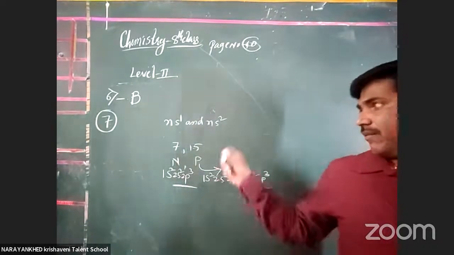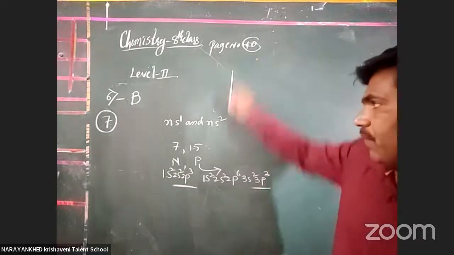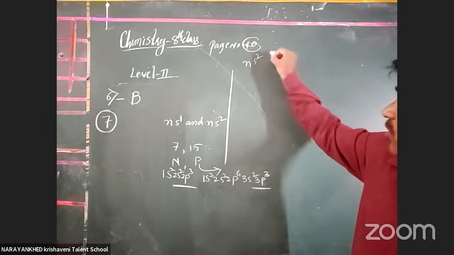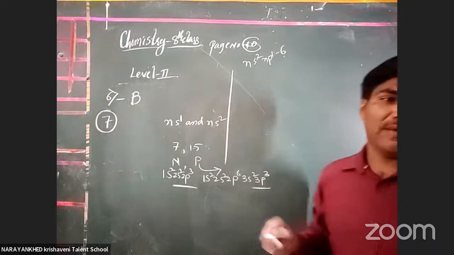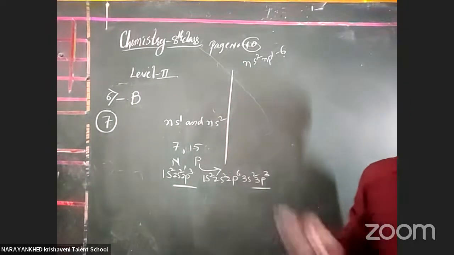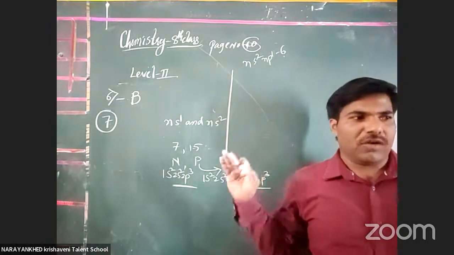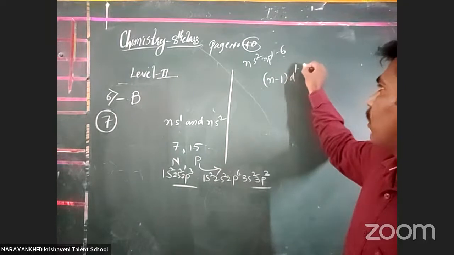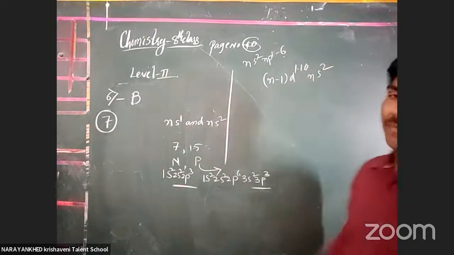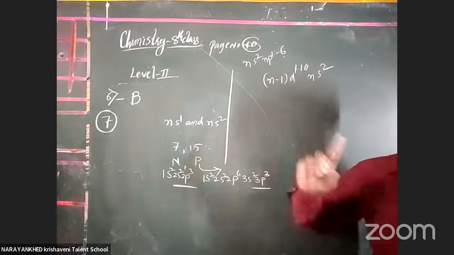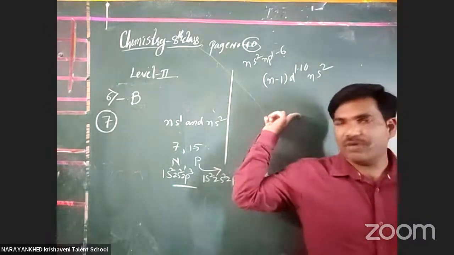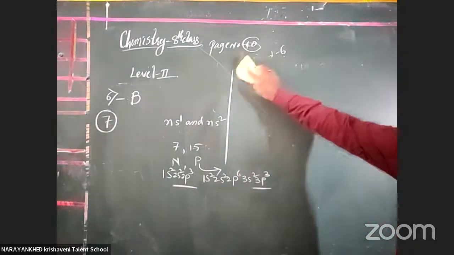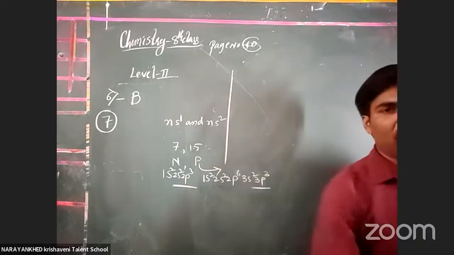Here we already discussed ns1 and ns2, as well as ns2 np1 to 6. These are P block elements. The D block, which we are now discussing, is ns1-2, (n-1)d1 to 10, and ns2, like 4s2 3d10. Those belong to the D block. Now these are the general configurations. At the end of the class I want to give a tabular format, so please note that.